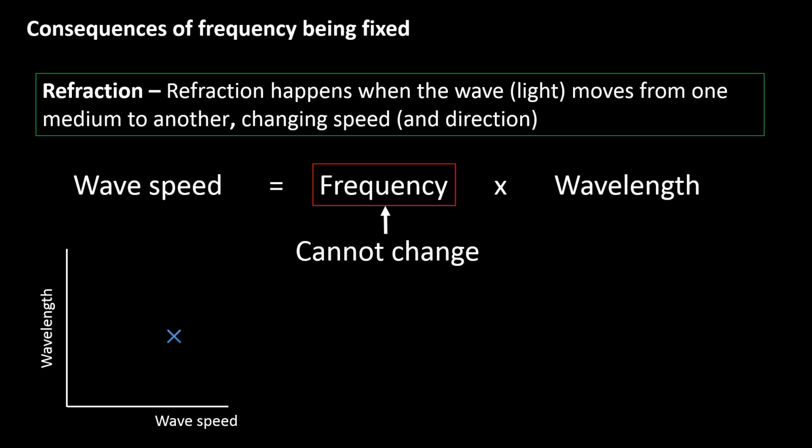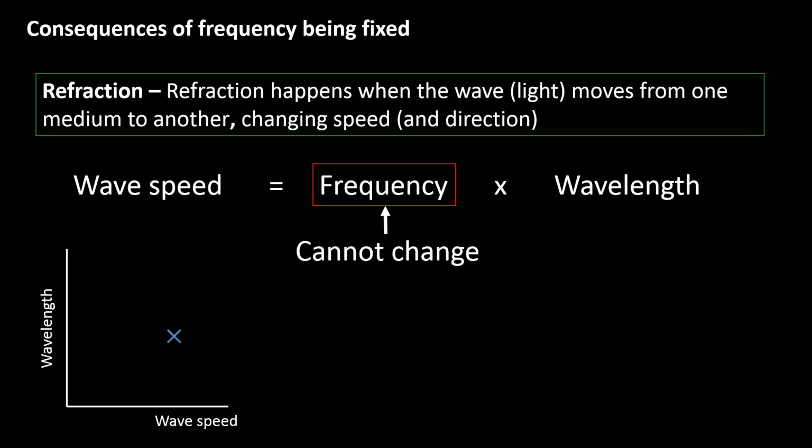So we're going to define refraction now as what happens when the wave moves from one medium to another, changing speed and possibly changing direction. We'll see that there's one situation in which the wave doesn't change direction. So this equation, again, should be familiar from P1, where it was used to talk about earthquake waves, but it equally applies to any wave. So here we've said the frequency is fixed in the red box, we can't change it.